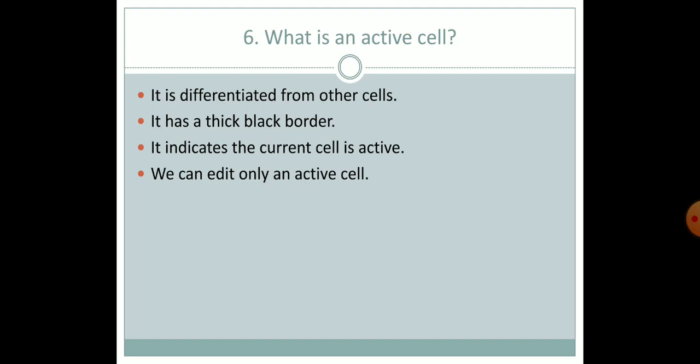So what is an active cell? It is a cell which is differentiated from other cells. It has a thick black border, which indicates the current cell is active. We can edit only an active cell, because then only we will know which cell we are changing. So the active cell is a cell which has a thick black border, indicates the current cell is active, and we can edit only an active cell.